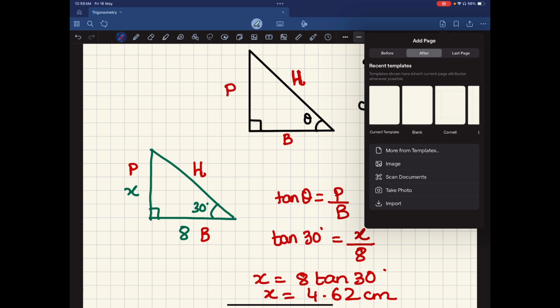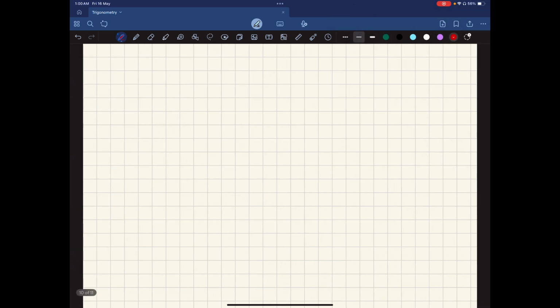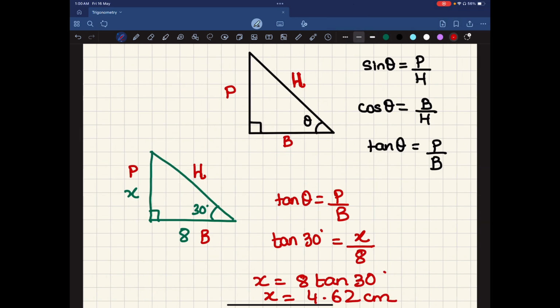Okay, let's do another example. But before doing that, let's just copy this.